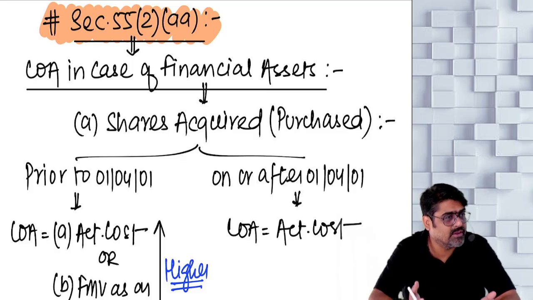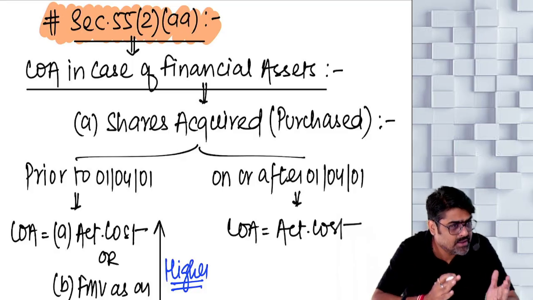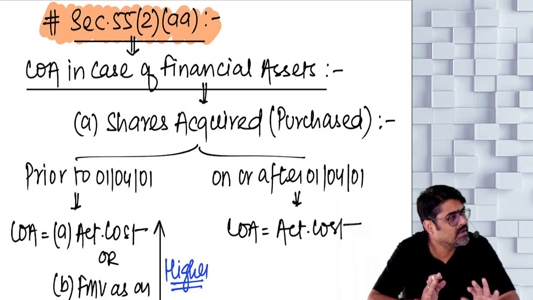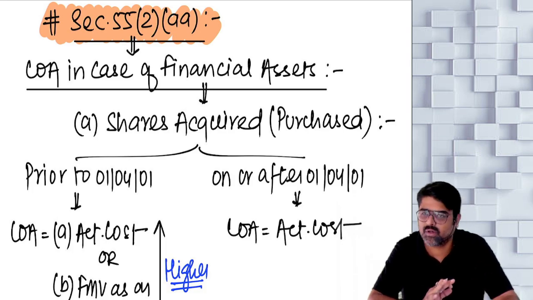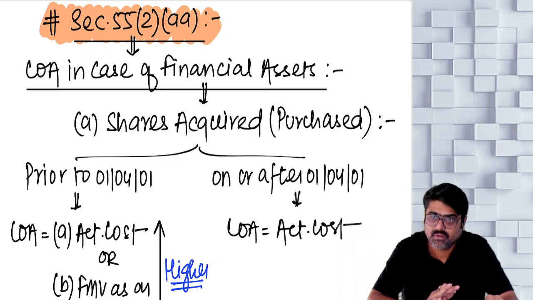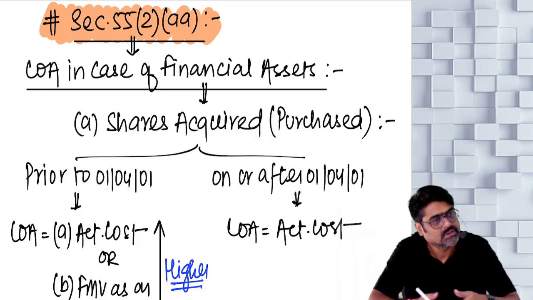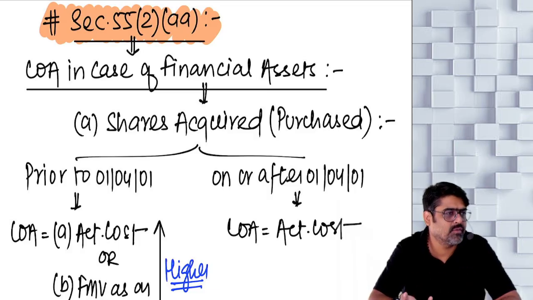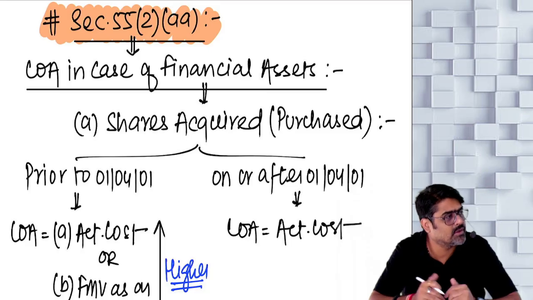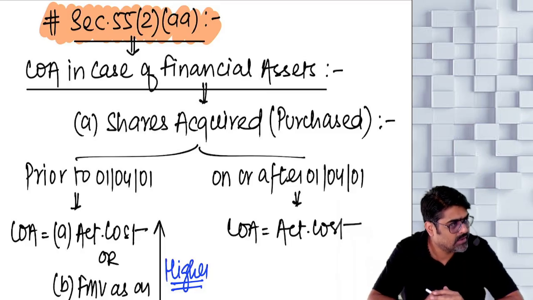Meaning purchase price plus purchase related expenses. So at the time of buying the shares, whatever cost was incurred to purchase them, plus whatever expenses were incurred relating to purchase, both added will give you actual cost. Actual cost is the cost of acquisition, just like it is for every other asset. For this asset also, actual cost will be taken as cost of acquisition.